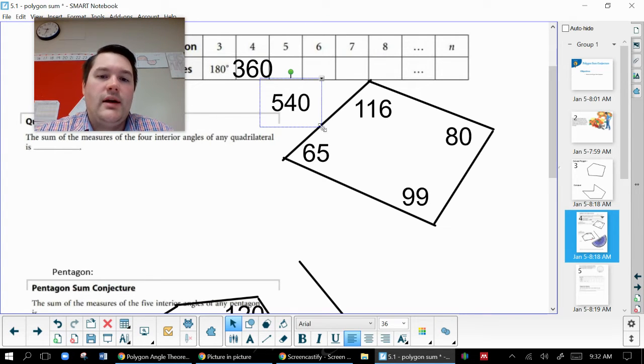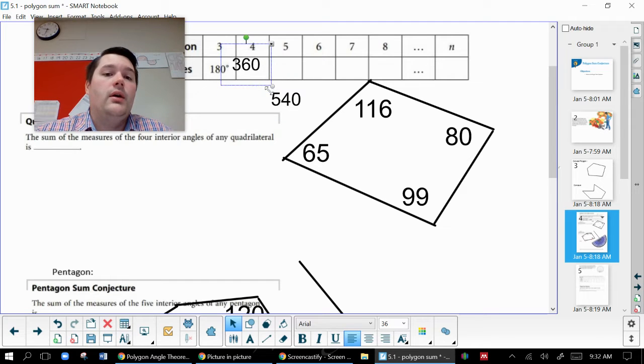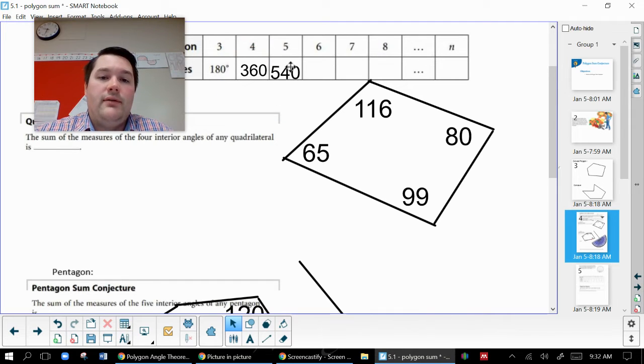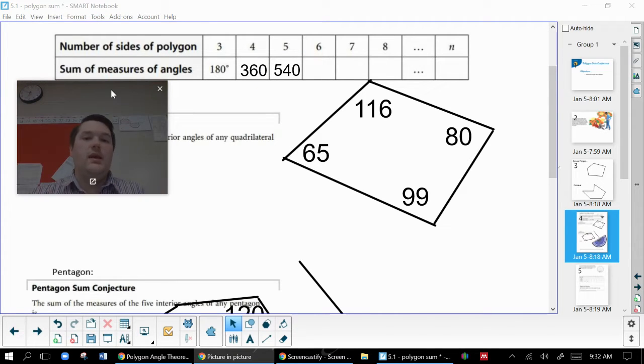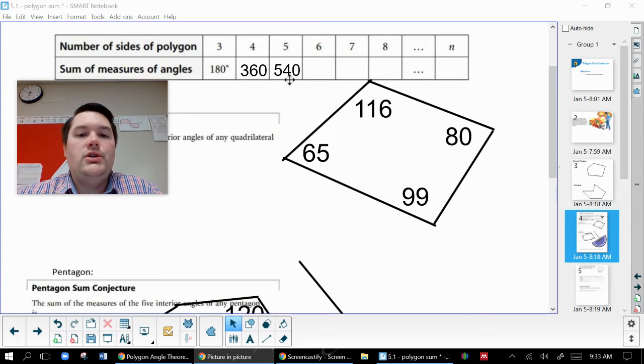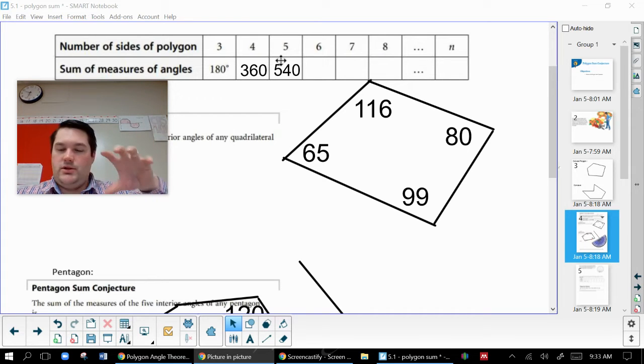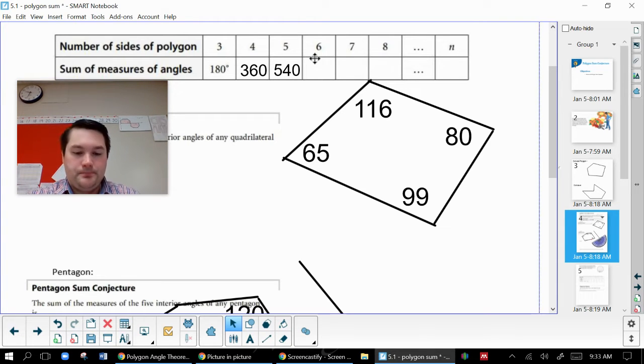Now it's at this point that I start asking the question, should we do another one? Or do you think we have enough of a pattern that we can keep going without having to keep measuring these? And so hopefully you've realized that each time we are adding 180 degrees. Each time we add a new side to a shape, the total angle measure inside gets 180 degrees bigger. So 180 plus 180 is 360. 360 plus 180 is 540. 540 plus 180 is going to be 720.